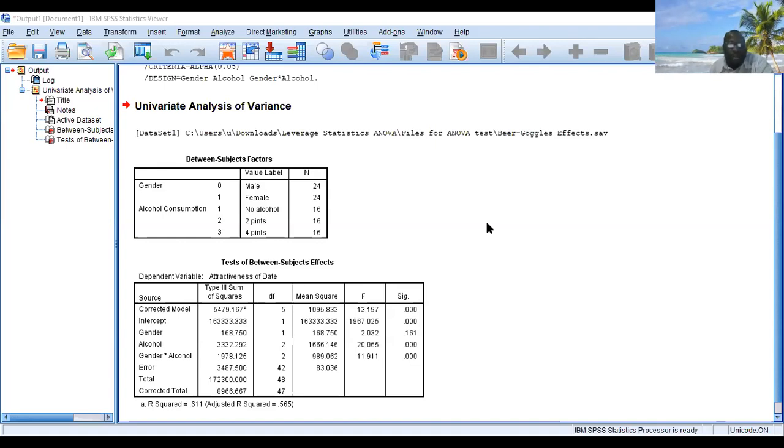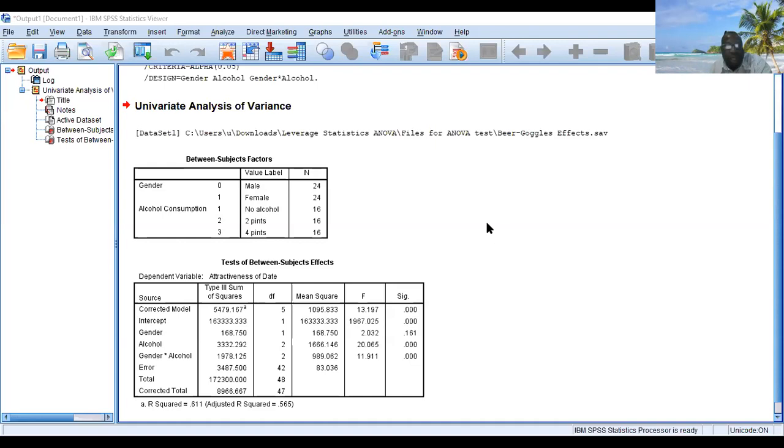Now, if you look at the total degree of freedom, it is 47, because when you remove 1 from 48, you get 47. And if you add the degree of freedom for each of them, it gives you the same thing: 1 for gender, 2 for alcohol, making 3, 2 for the interaction, making 5, plus 42 for the error, making 47. We got to the total degree of freedom.